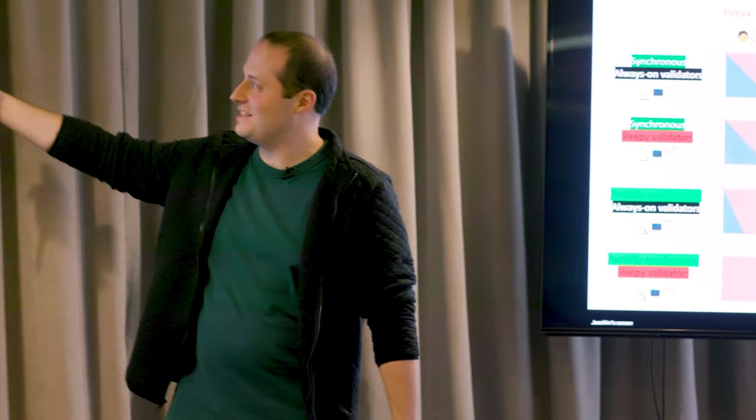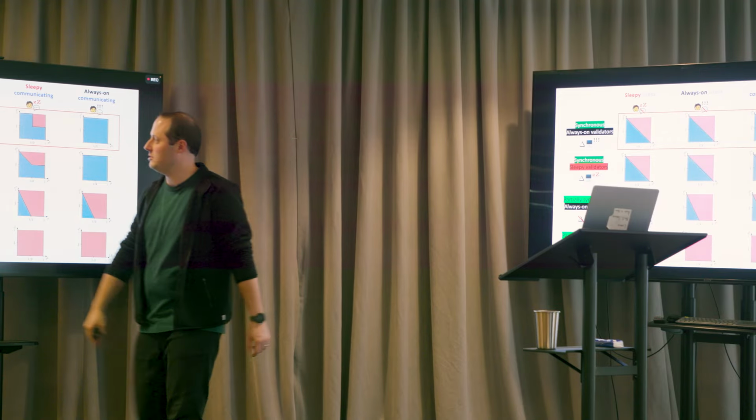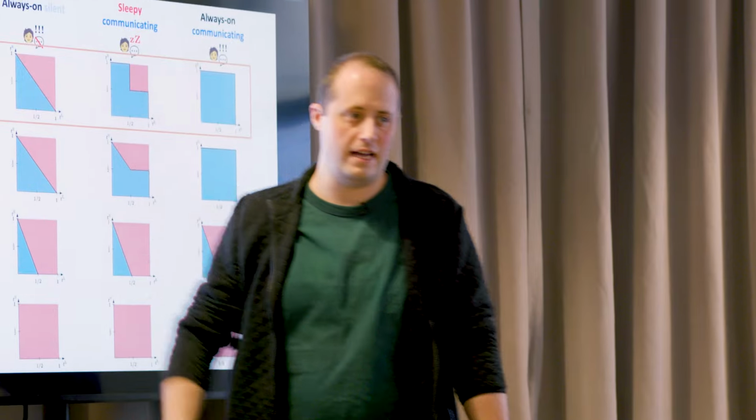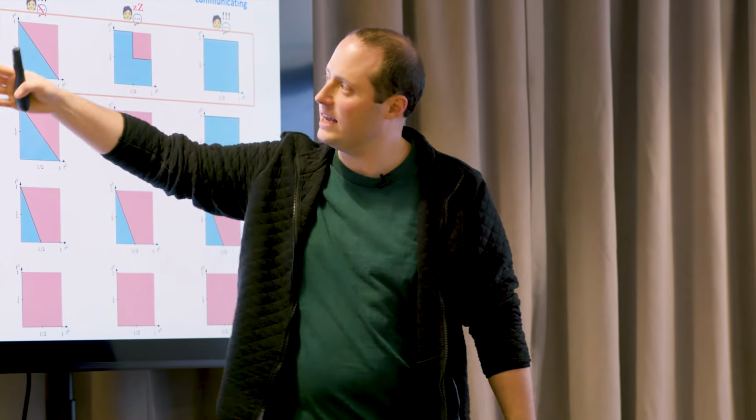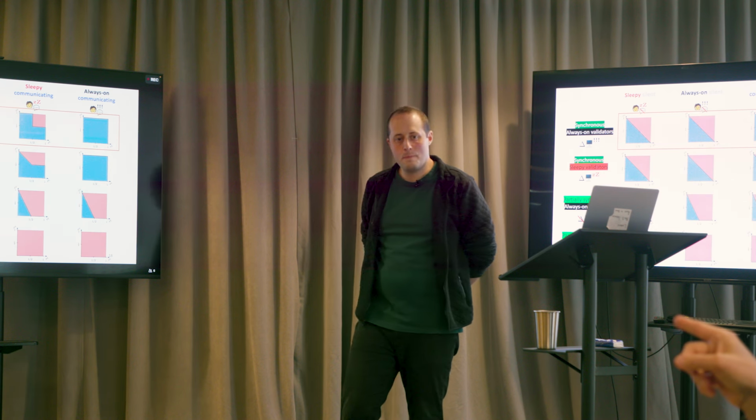So far what we've discussed is this row here. Right? So we've talked about the synchronous network and always-on validators, and we've seen the sleepy silent setting is this nice diagonal. We've seen the always-on and communicating setting, which covers everything. And then we've seen these two intermediary regimes. So could you say a sentence about the second row, third column?